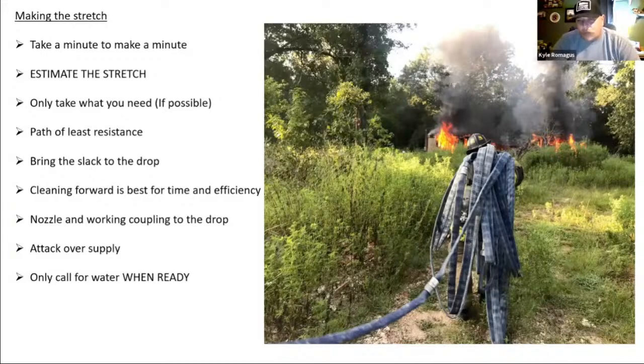I want as much hose as possible at the drop point so I don't have to come back and extend that line, or be in a position where I've got a pull hose that's wet and full of water around obstacles or anything like that. I want to clear the bed, take all the slack to the drop. Best case scenario, one fluid motion to clean forward is best for time and efficiency. And depending on what building you're looking at, 100 foot, 50 foot, 150 foot, coupling needs to be at the building itself to facilitate the movement into that structure.